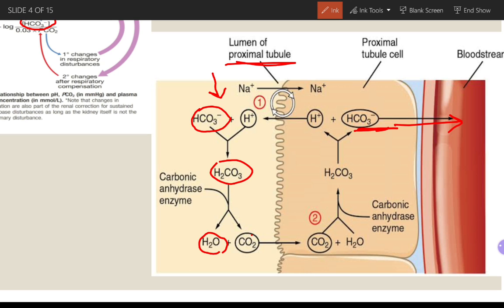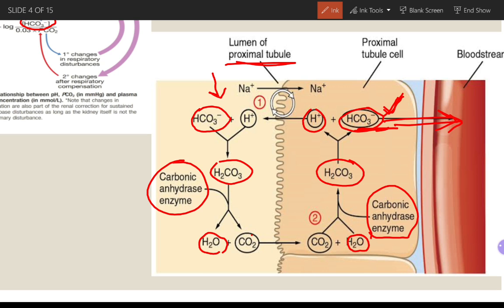Here again, carbon dioxide reacts with water in the presence of carbonic anhydrase to form H2CO3 again, which splits into the H plus ion and the HCO3 minus ion, and this bicarbonate ion is absorbed into the bloodstream. So you are utilizing the carbonic anhydrase enzyme here twice, once here and another time here. This is the mechanism by which the PCT maintains the pH of the bloodstream by reabsorption of bicarbonate ion.